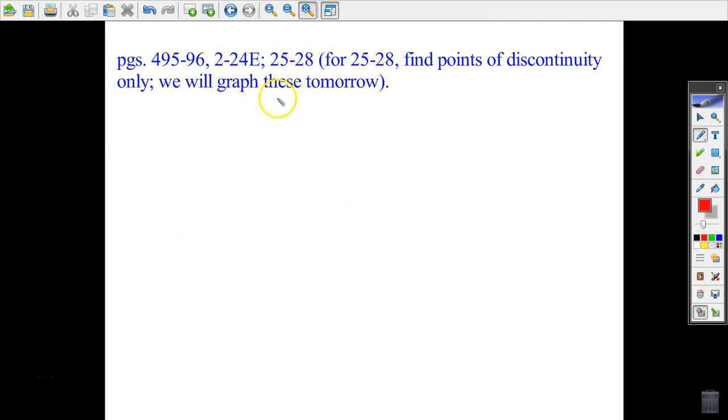So that is part 1 of section 9.3, and this is the assignment that you're going to do for part 1. Let me make sure you understand, on these last 4 problems, the book is going to tell you to graph these. We are going to graph them, we're just not going to graph them tonight. For tonight, I just want you to find all of the points of discontinuity. Do you have any vertical asymptotes, horizontal asymptotes, or holes? Just write them down.